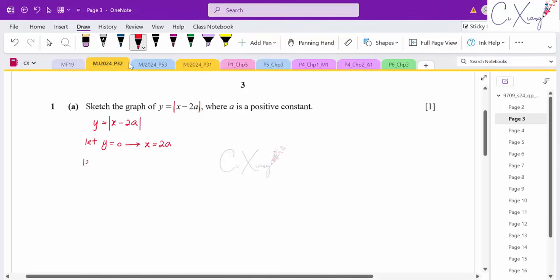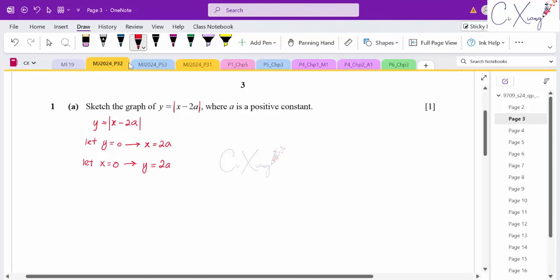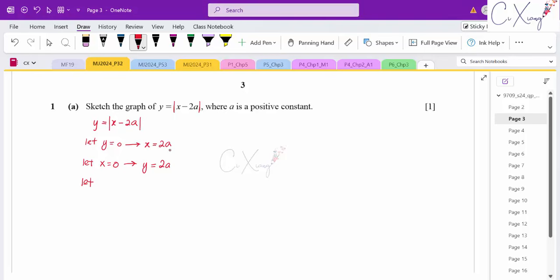And after that, I will let x equal 0, then I try to get my value of y. So the value of y will be basically 0 minus 2a, which is negative 2a. Modulus negative 2a, you are getting 2a. And if you want, you can substitute another value where x is greater than 2a, so that you can see roughly where the diagram is.